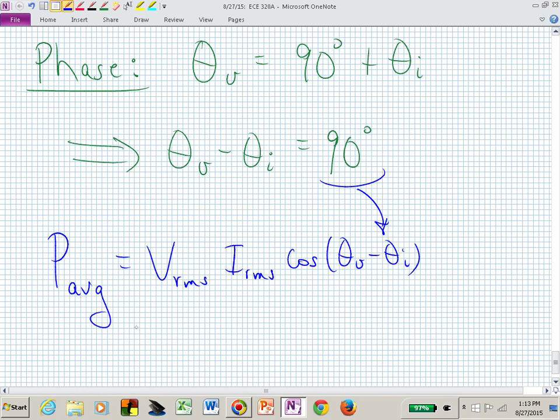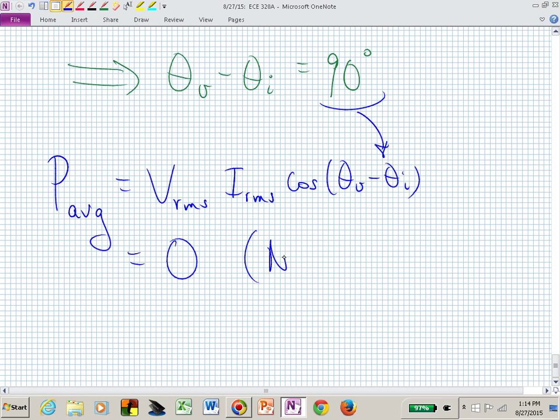We can now go back to our initial question and say, what is P average for an inductor? It's V RMS, I RMS cosine of theta sub V minus theta sub I, but we now know that's 90 degrees. What's the real power of an inductor? 0. This is an energy storage element. It's not absorbing any real power. It's just the magnetic field storing energy, and then it releases it. It stores it, releases it, stores it, releases it. So we have 0 real power, or average power, of an inductor.